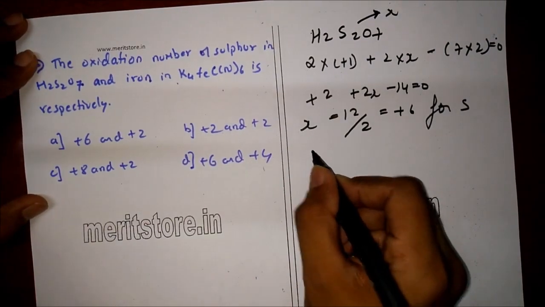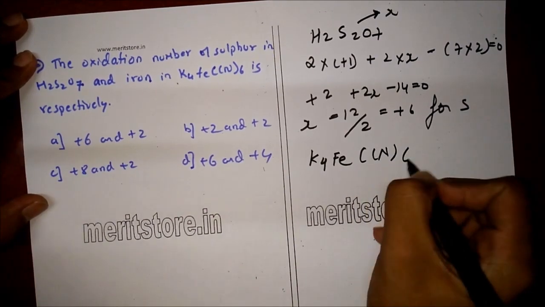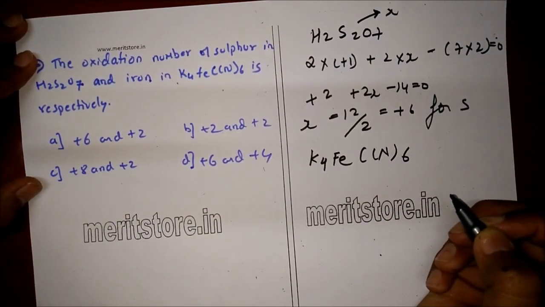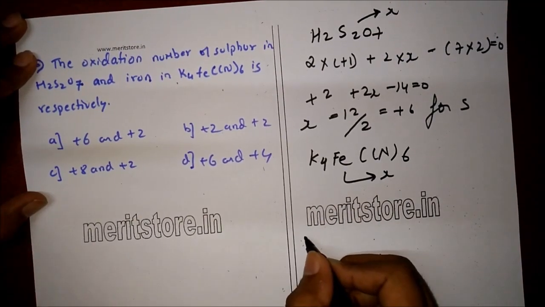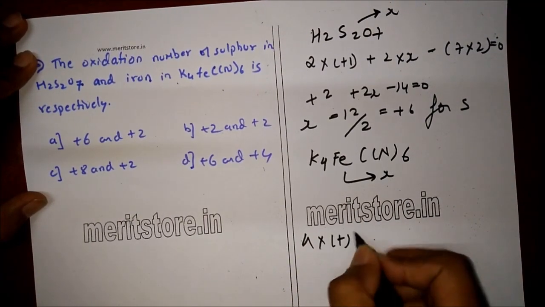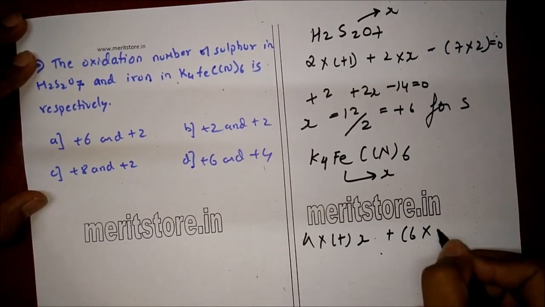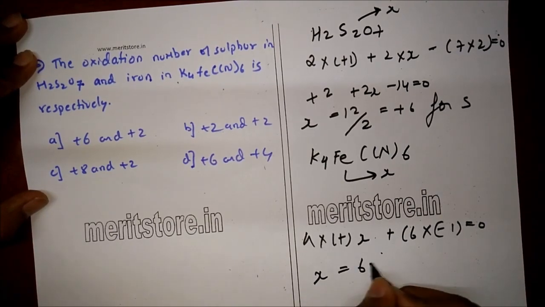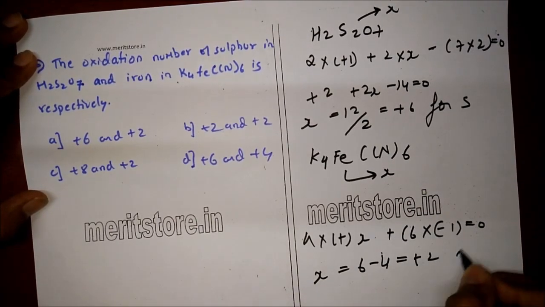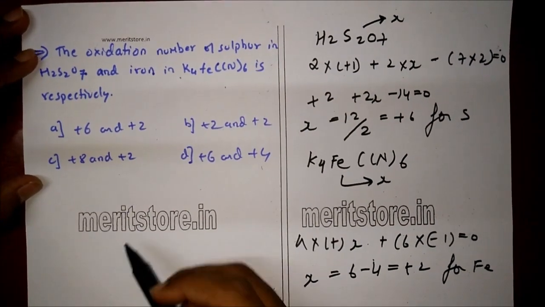Now, let's find out the oxidation state of K4Fe(CN)6. Let's find the oxidation state of iron, that is Fe, which let that be x. Therefore, 4 into plus 1 plus x plus 6 into minus 1 is equal to 0. Therefore, x will be equal to 6 minus 4, which is plus 2 for Fe. Therefore, here the correct answer will be option A, plus 6 and plus 2.